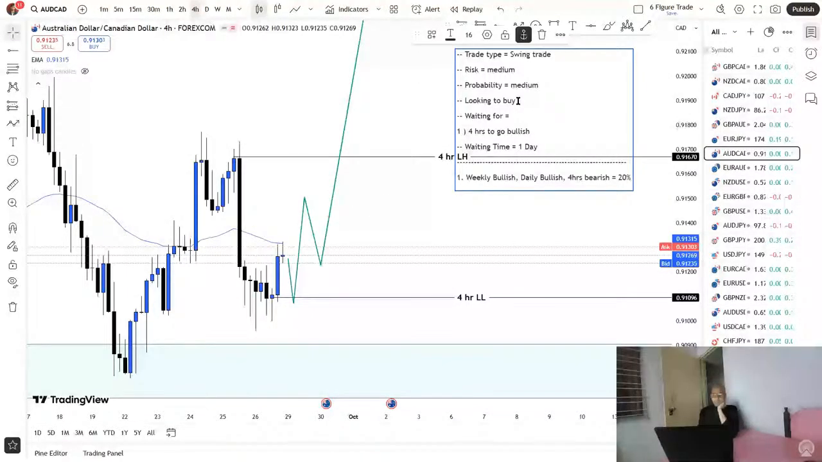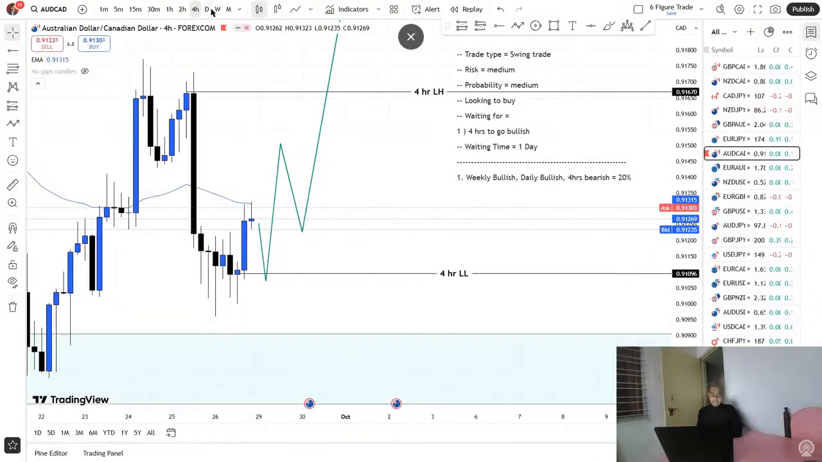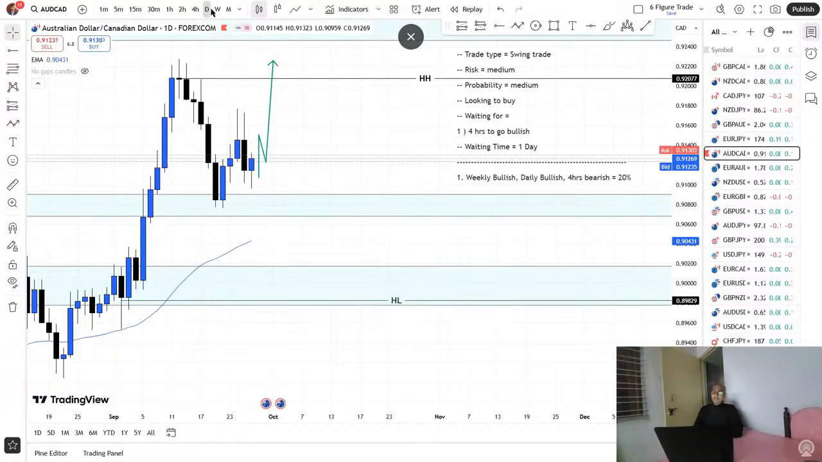I'm looking for a buy. The probability is medium, let's say, because I'm not getting that confidence. The risk is low. No, medium, let's keep it medium. This is going to be a swing trade, waiting for 4 hours to go bullish, and this is bearish. That is 20%. Some shortlisting, but I'm still saying I don't have the confidence to take this trade because of the way it is looking.